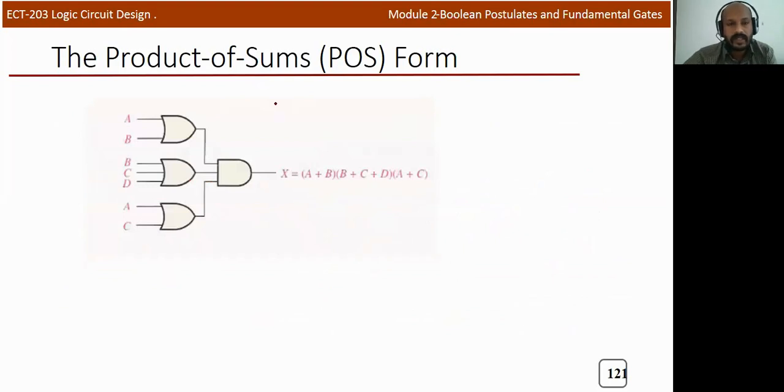So this is one expression which shows the POS form, product of sum. Here it is OR operation, and here it is AND operation. You can verify this. This is a plus b here, and the second one is b plus c plus d, and the third one is a plus c. Okay, and finally we are combining all of these by using an AND gate. So you can see the AND operation here.